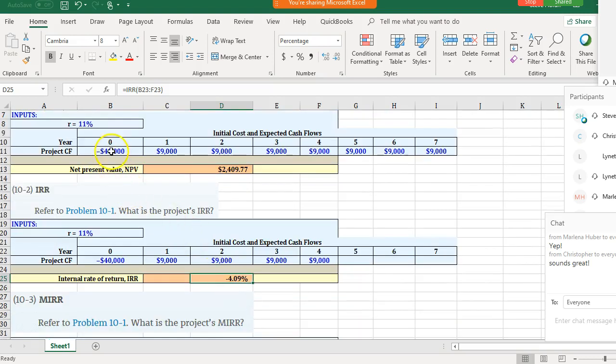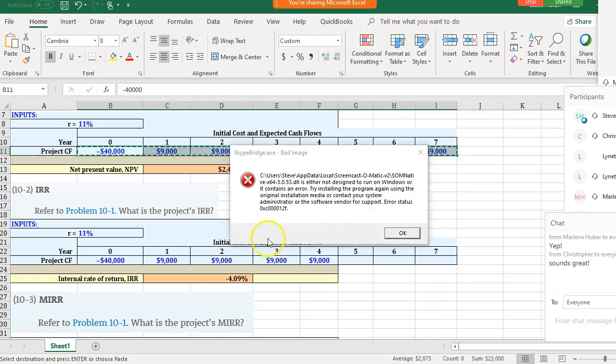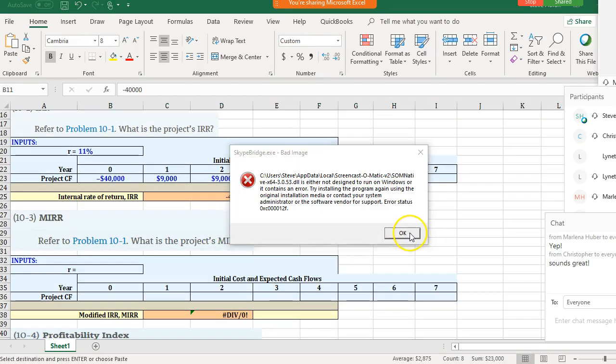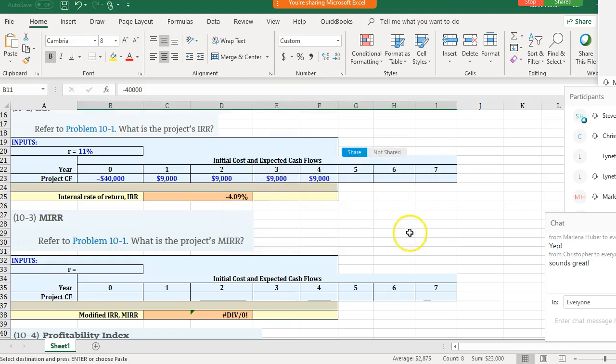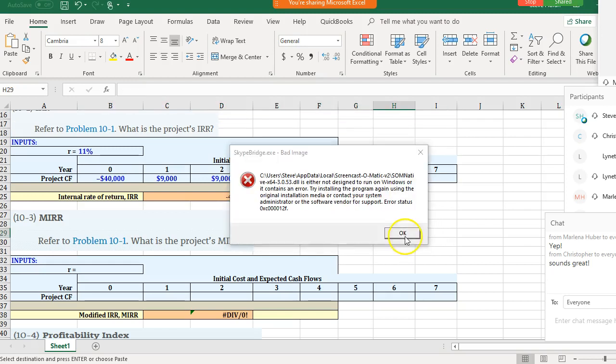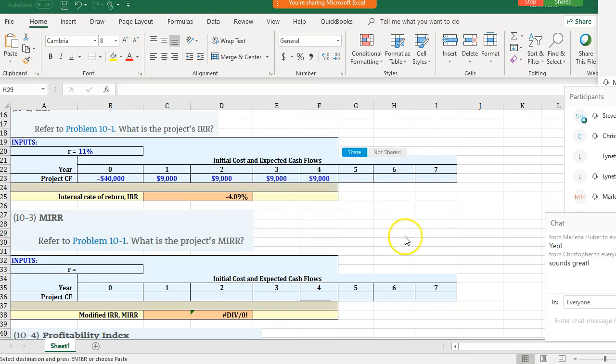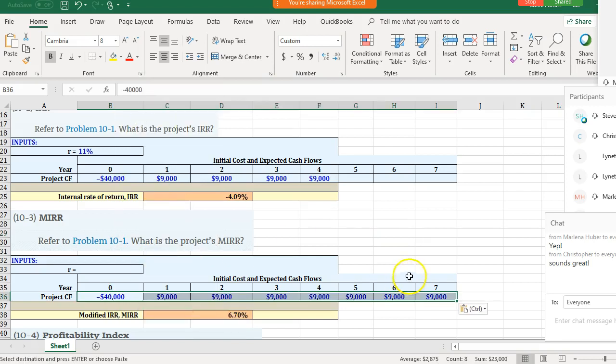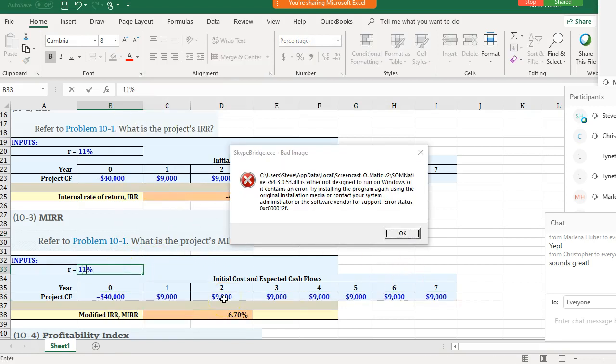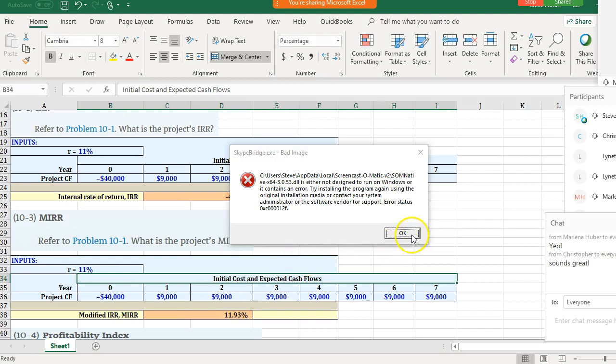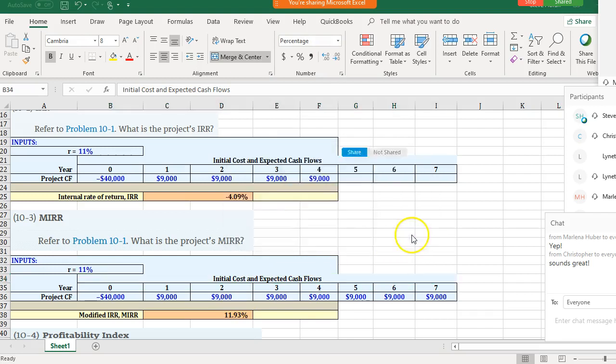So let's go back and do the next one, which is MIRR, Modified Internal Rate of Return. And I'm going to do the same thing. I'm going to copy my numbers down again for us. There we go. And I'm going to bring this into right here and copy that in. I'm going to put in my 11% right here. And so you can see what my number turns out to be, 11.93%.